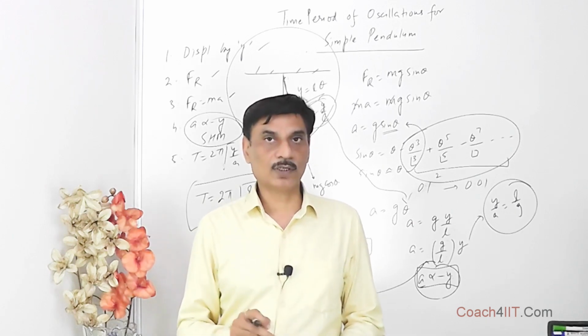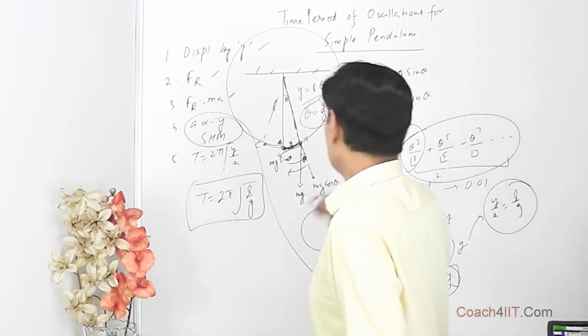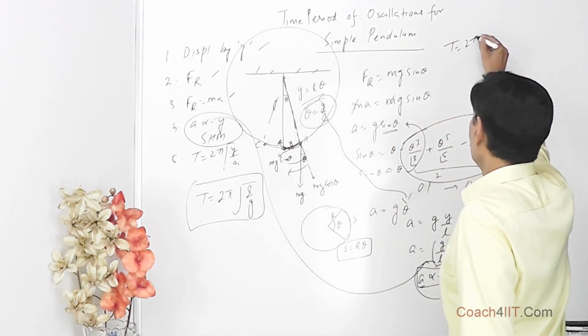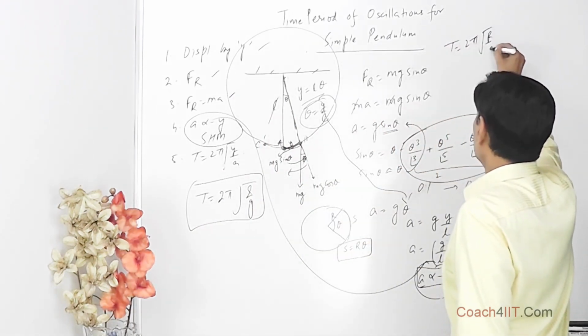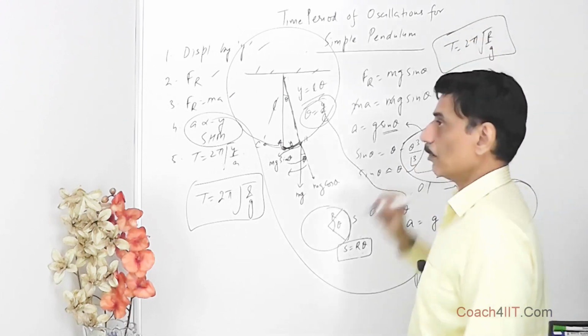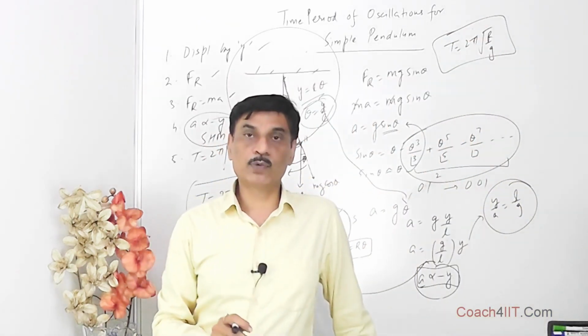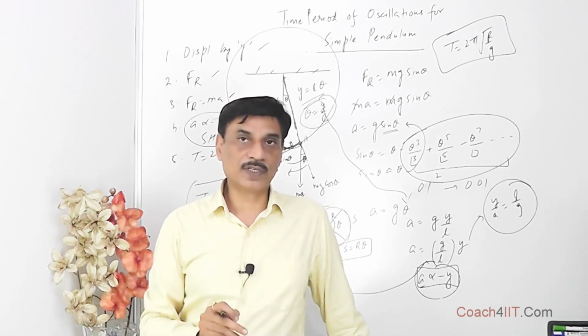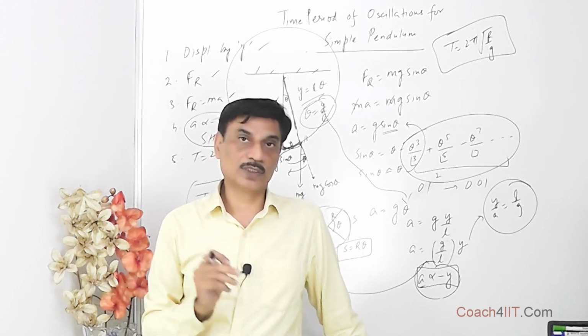If the length of the pendulum is infinite, then it comes out to be T is equal to 2 pi under root R by g. You can take it as an exercise. Try to find out how we get T is equal to 2 pi under root R by g, where R is the radius of Earth and g is acceleration due to gravity on the surface of Earth.